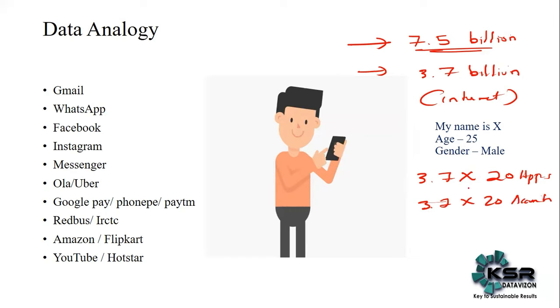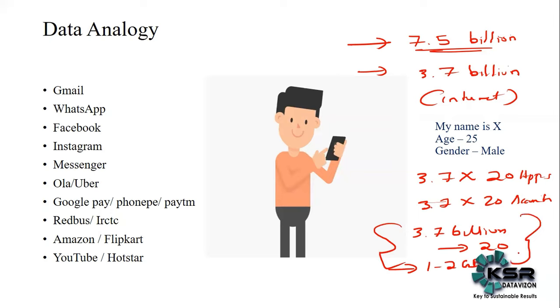And the way we are using mobile data, broadband, Wi-Fi, everything, 3.7 billion people having 20 accounts each and utilizing 1 to 2 GB of data every day. Can you do a simple calculation and tell me how much data you people are generating?